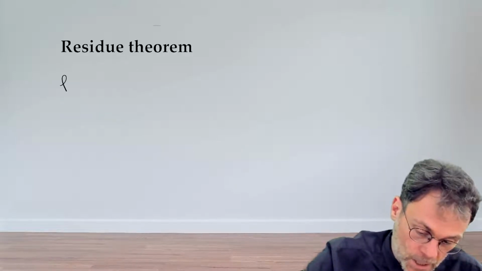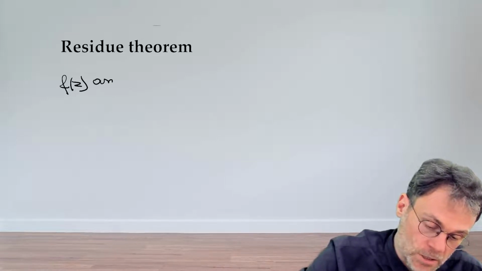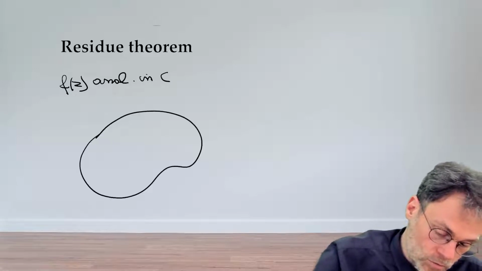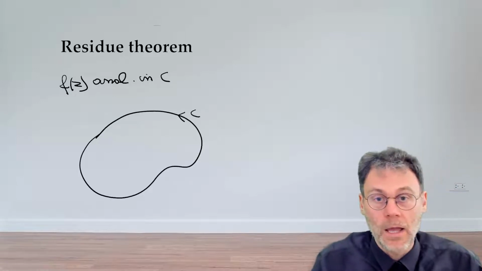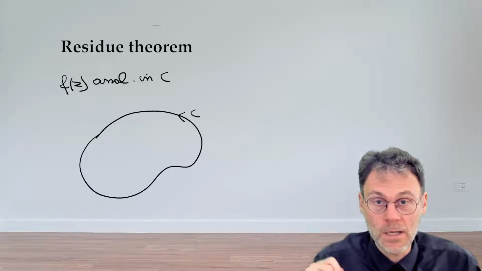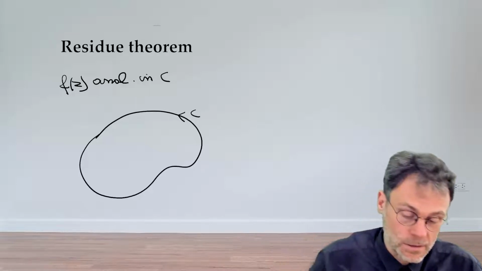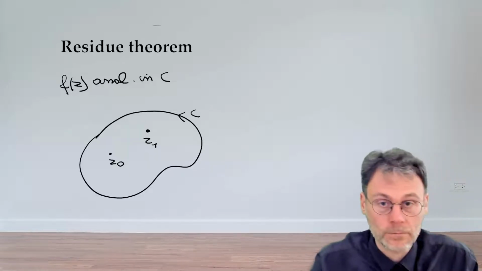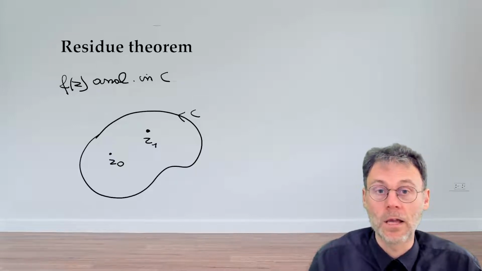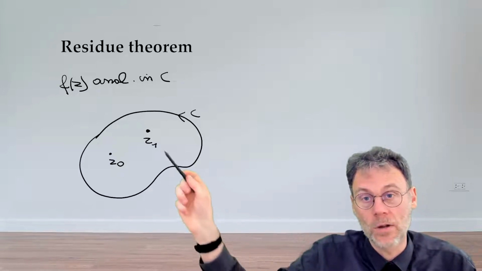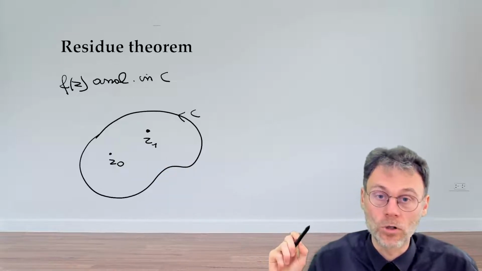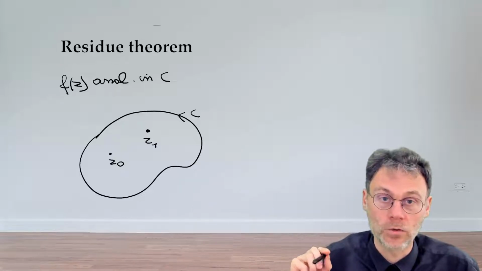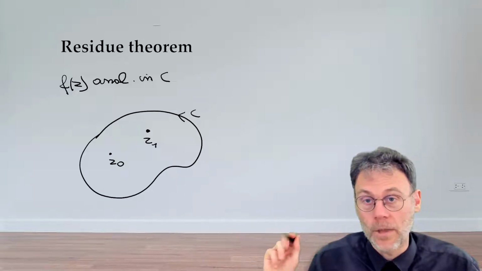We have again a complex function f of z, which is analytical everywhere inside a closed contour C, except for some isolated singularities. So for example, singularity over here, singularity over there. If you say isolated singularities, think for example about poles, so really a singularity confined to a single point. We're not talking about a branch cut, which is just a continuous set of singularities, one next to the other. Okay, so that's the situation we have.